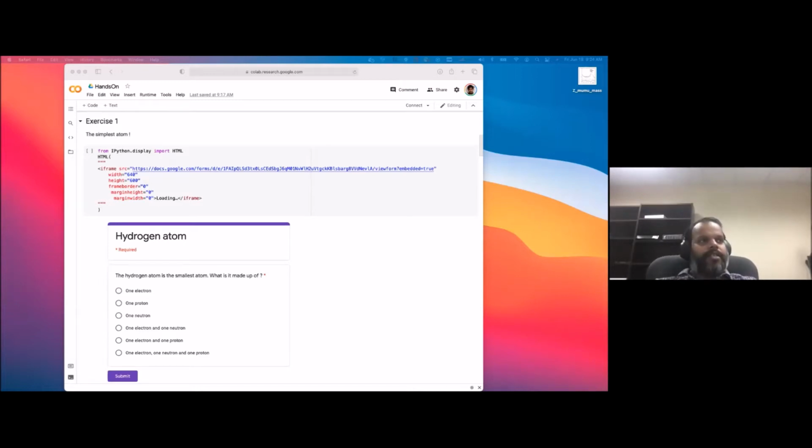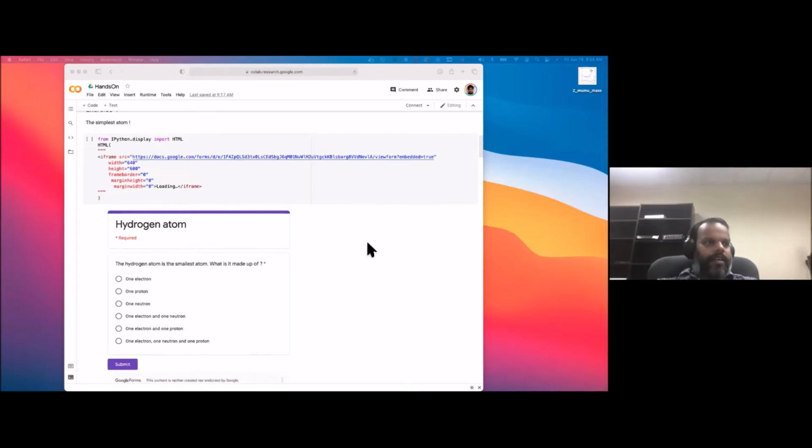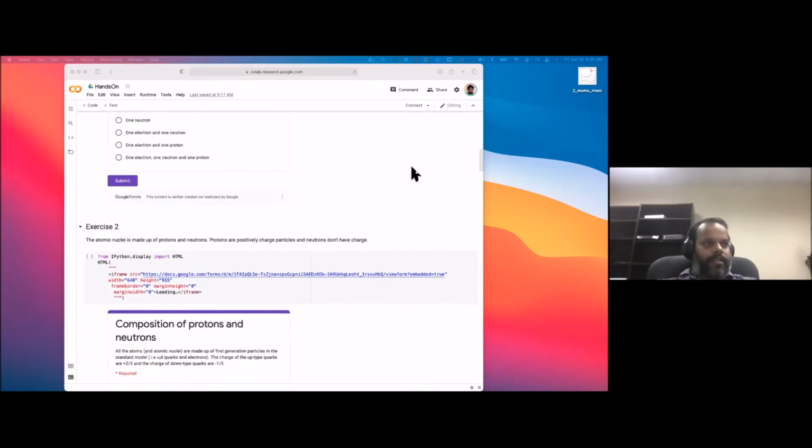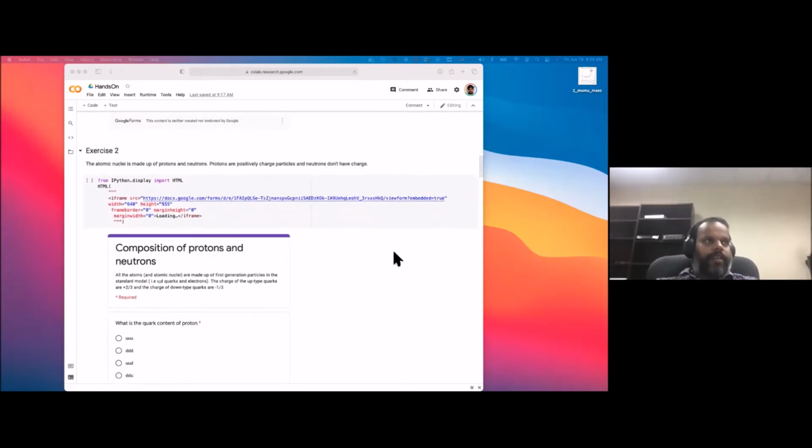In deuterium, the nucleus of the deuterium atom has one proton and one neutron, and then of course one electron which is moving around it. So that's also in some sense correct, but it's a heavier cousin of the hydrogen atom. The simplest atom is the hydrogen atom, which has just one electron and one proton. Okay. So now let's go to the next exercise, number two. Now that you know the hydrogen atom has one electron and one proton.